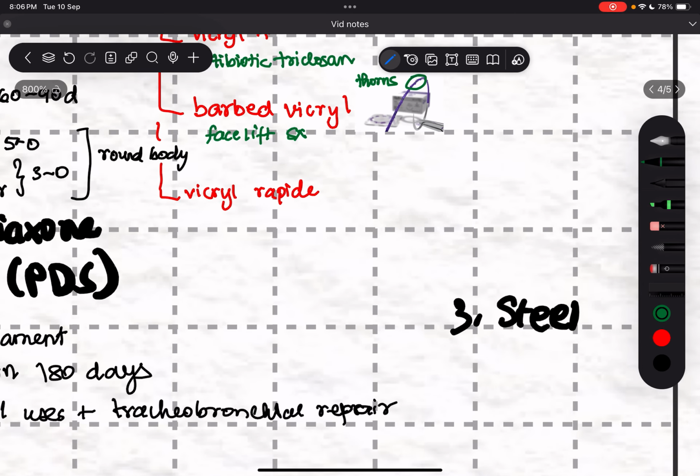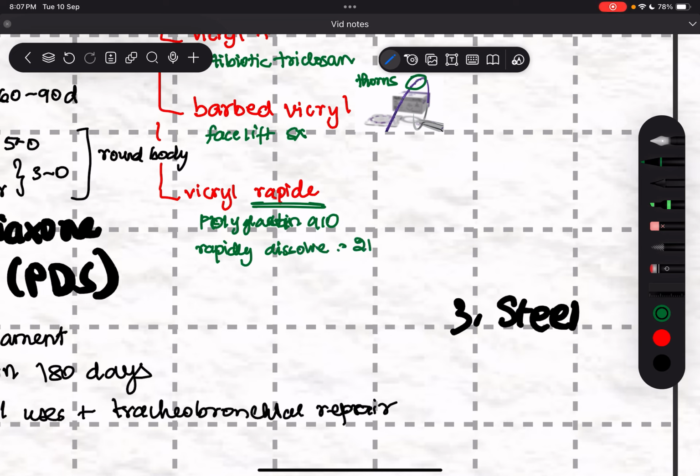Vicryl rapid is made of polyglactin 910. It dissolves rapidly. That's why it has got the name rapid. It dissolves within 21 to 28 days.